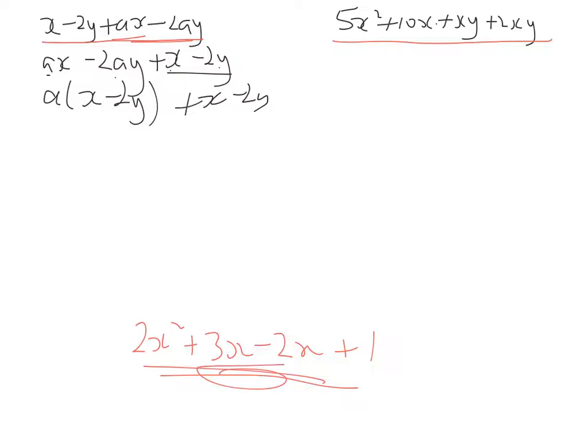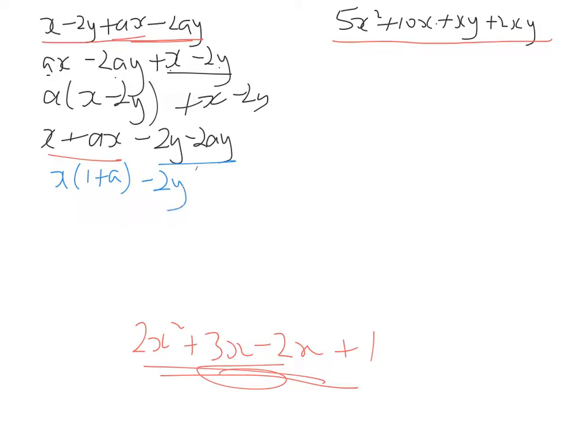So because of that, I'm going to rearrange the original equation. I'm going to leave the x out the front, and I'm going to have plus ax, and I'm going to have minus 2y minus 2ay. Now I'll start taking out a common factor. Common to these two is x, so I'm going to put down x, and we're left with 1 plus a. And common to these two is negative 2y, so I'm going to say negative 2y, and we are left with 1 plus a.